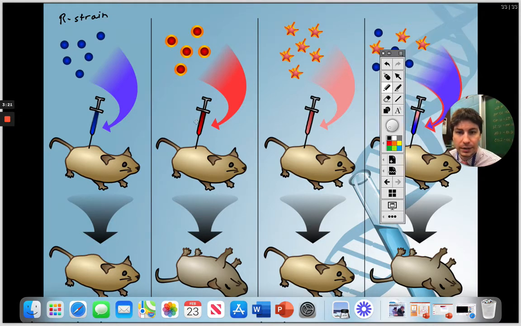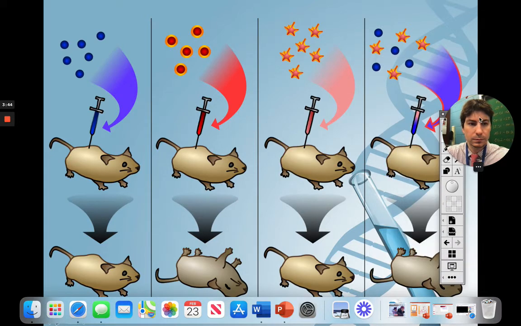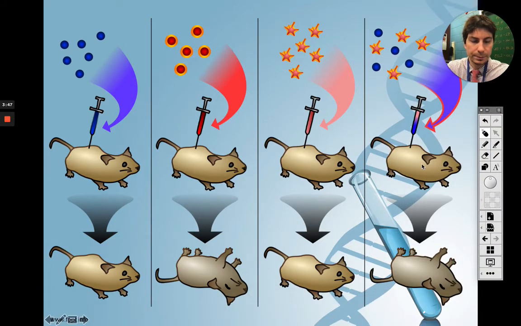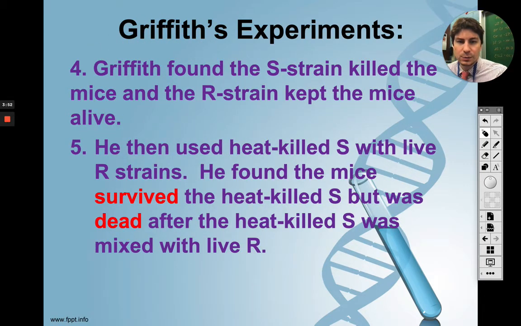Second one over here, they injected the mouse with the other bacteria, the red one, and sure enough, over some time, the mouse died. So this would be our S strain, okay? So that's all I want to do so far on this picture. We'll go through a little bit more later. So this was the first part, number 4. So he found that S strain killed the mouse, R strain kept the mouse alive.